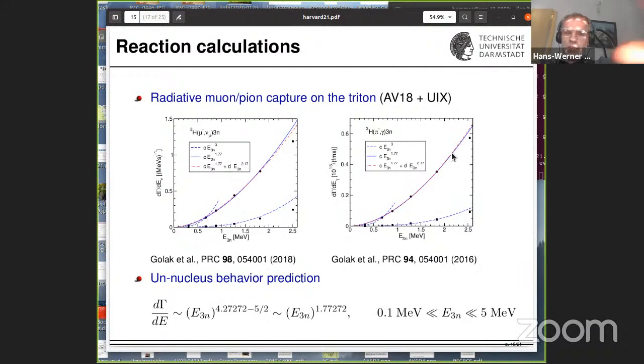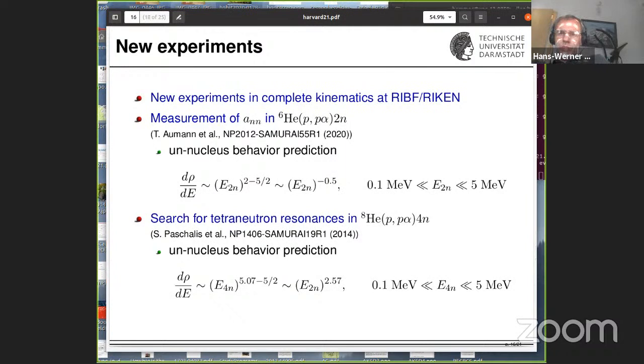And there are experiments ongoing where this is within reach. So they're done at Riken. Now, Riken, they have a rare isotope beam facility. They can create beams of these nuclei in the reactions that we considered here. And there is one for this helium-6 reaction that I discussed before. This is actually intended to measure the neutron-neutron scattering length. But as a side product, they can also look for this un-nucleus behavior.